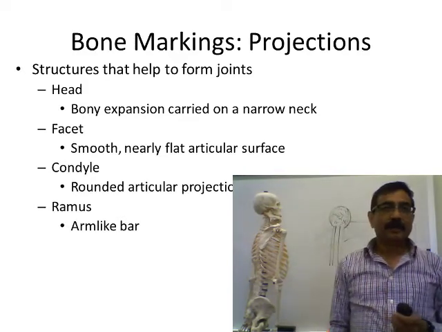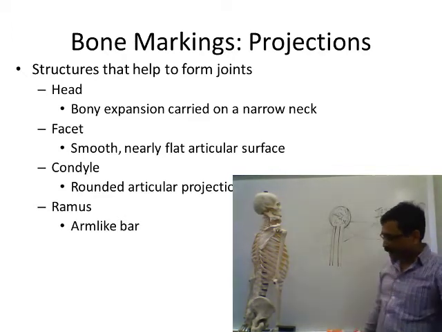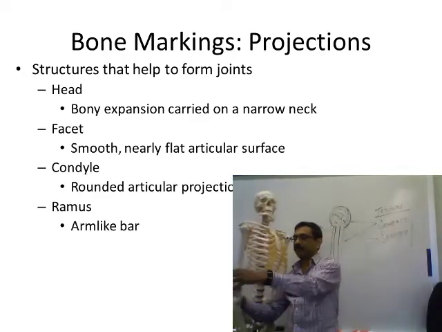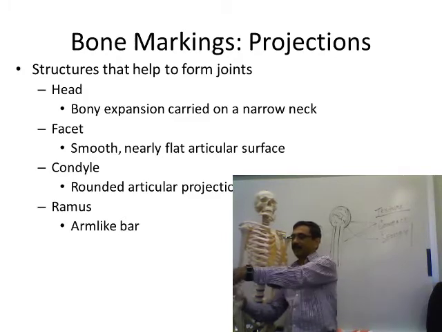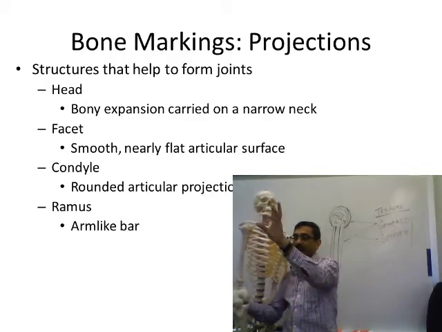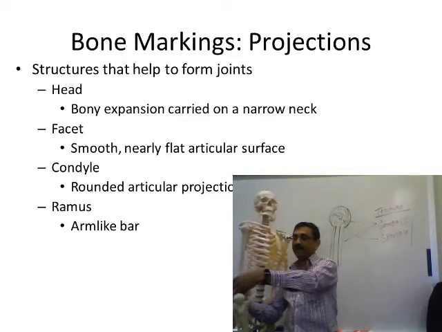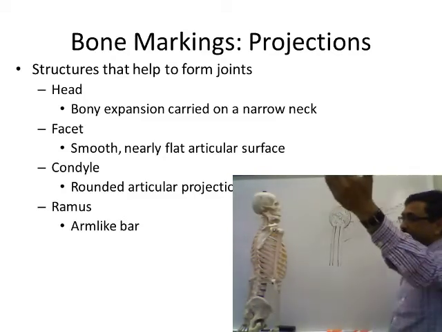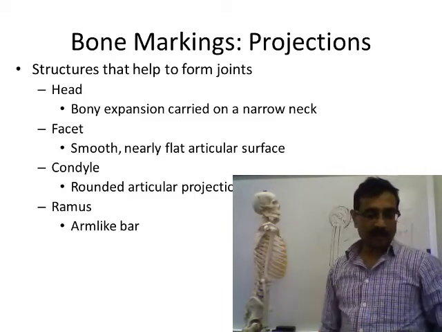Condyle. I have already shown you these large round structures. These are two condyles at the lower end of the femur, and on the condyle you have the epicondyles, right? So condyles are not for the attachment of the muscles. Condyles are for the joints. Epicondyles are for the attachment of the muscle. That's why we talked about the epicondyle before. Now we are talking about the condyle.